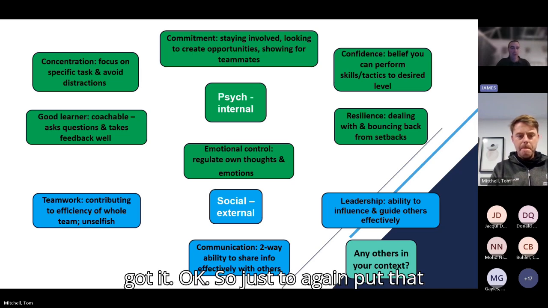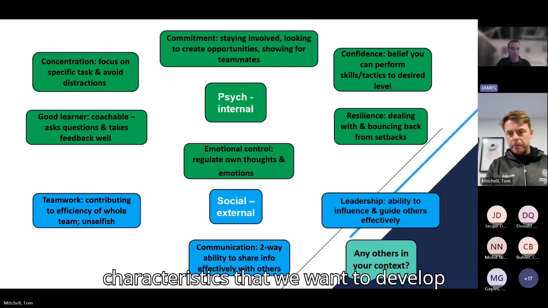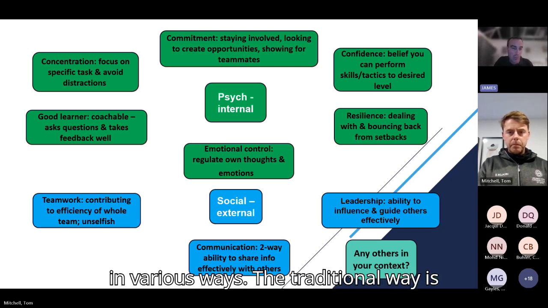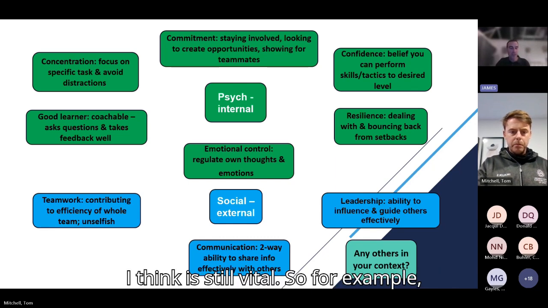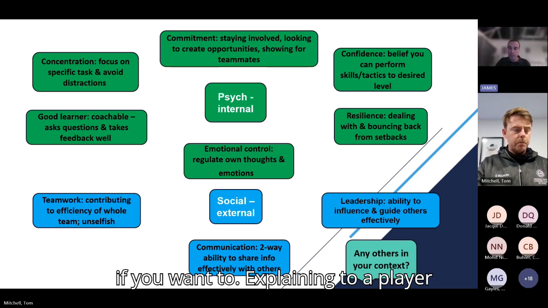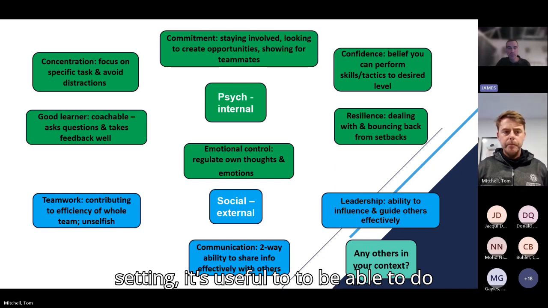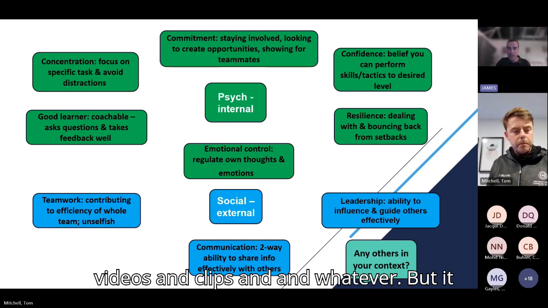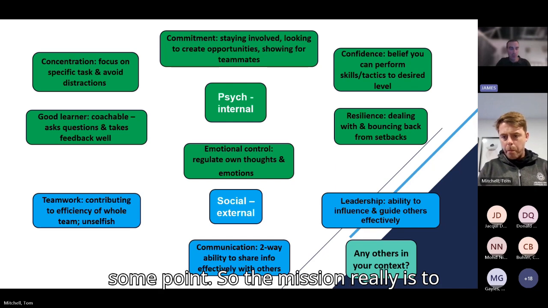Okay, so just to again put that in simpler terms, these are the characteristics that we want to develop in our players. We can do this in various ways. The traditional way is more sort of classroom workshops, which I think are still vital. So, for example, if you want to explain to a player about imagery or self-talk, goal setting, it's useful to be able to do that in a classroom setting and show videos and clips and whatever. But it also needs to transfer onto the grass at some point.